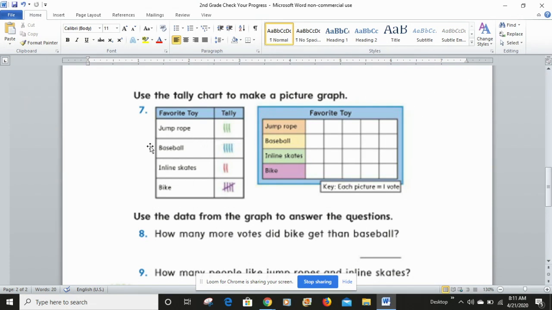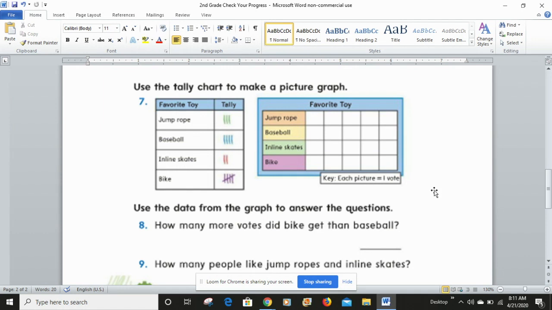The first one says use a tally chart to make a picture graph. Here you can see favorite toy: jump rope, baseball, inline skates, and bike. And the tally marks. Each mark counts for 1 vote. Then transfer that data onto a picture graph. So you'll have to come up with a little picture to represent jump rope and baseball, inline skates, and biking. It'll come up with the same data. It'll just look different because you're using pictures instead of tally marks.